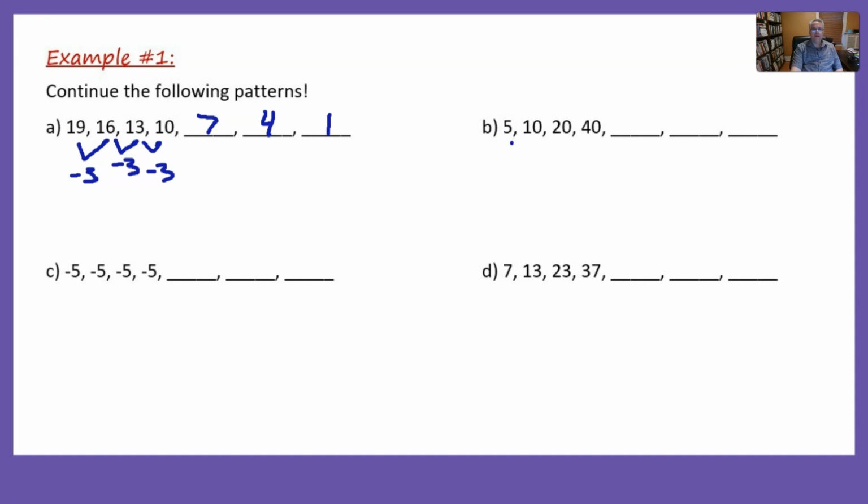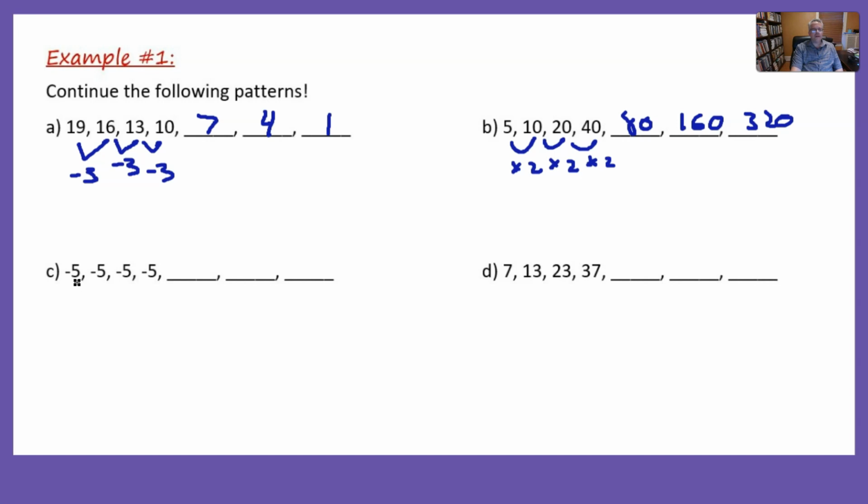And sure enough, 5 times 2 is 10. 10 times 2 is 20. And 20 times 2 is 40. So that's consistent here. We're multiplying by 2. So 40 times 2 is 80. 80 times 2 is 160. And 160 times 2 is 320.